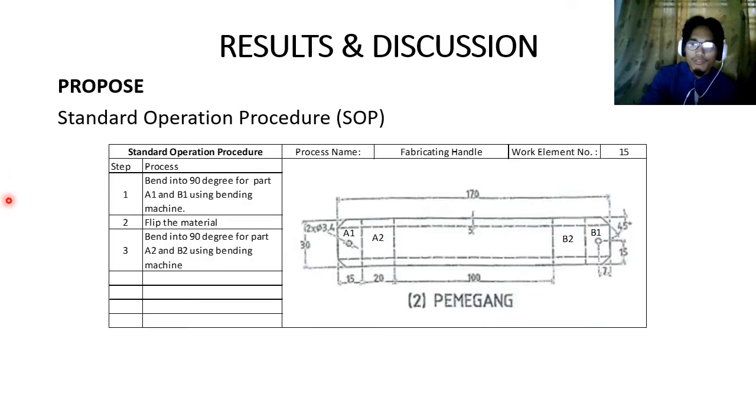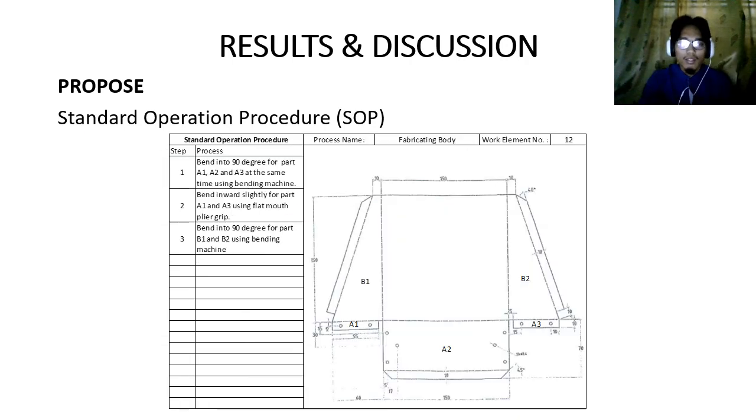This is the SOP for work element number 15 of fabricating handle, which is bending the side part of the handle. Previously, students always made mistakes during bending the side part of the handle because they were confused about which parts need to bend first. So this SOP will show them which part needs to bend first and how. And this is the SOP for work element number 12 of fabricating body. Same as before, students always make mistakes during bending the body. So this is the SOP to reduce the mistakes.